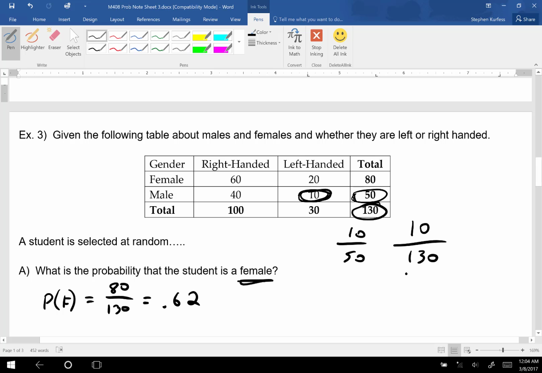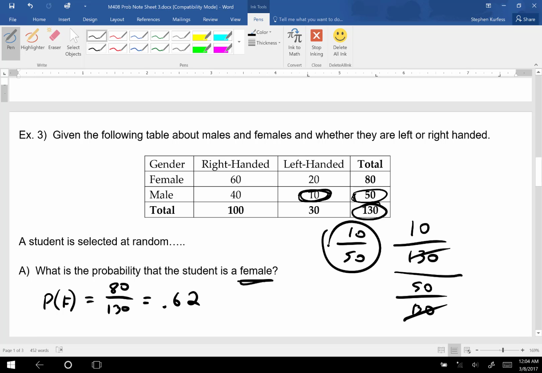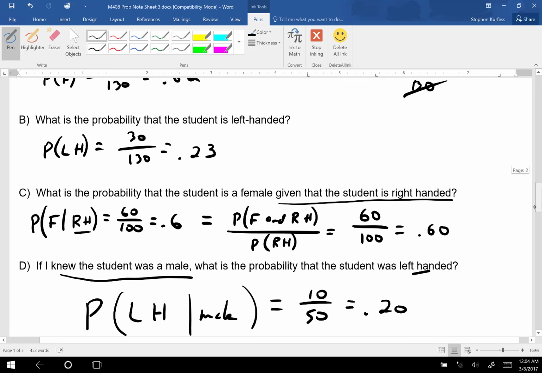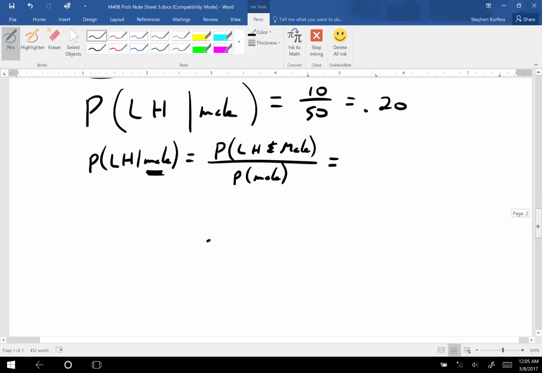Divided by the probability that they're just male. Well, what's the probability that they're just male? It's 50 over 130. All right, so notice that the 130s really just cancel out and we wind up getting 10 over 50. That's the nice thing about having a chart: you don't really have to do that bottom number for the probabilities. You can, but you don't have to, because that bottom number is the same, which means it just cancels out. Okay? All right, so let's move on to our last problem here.